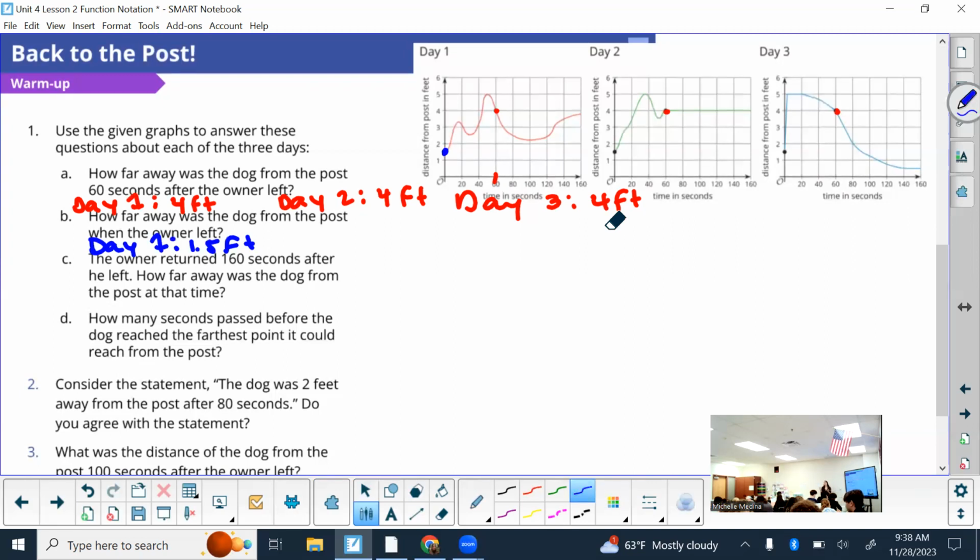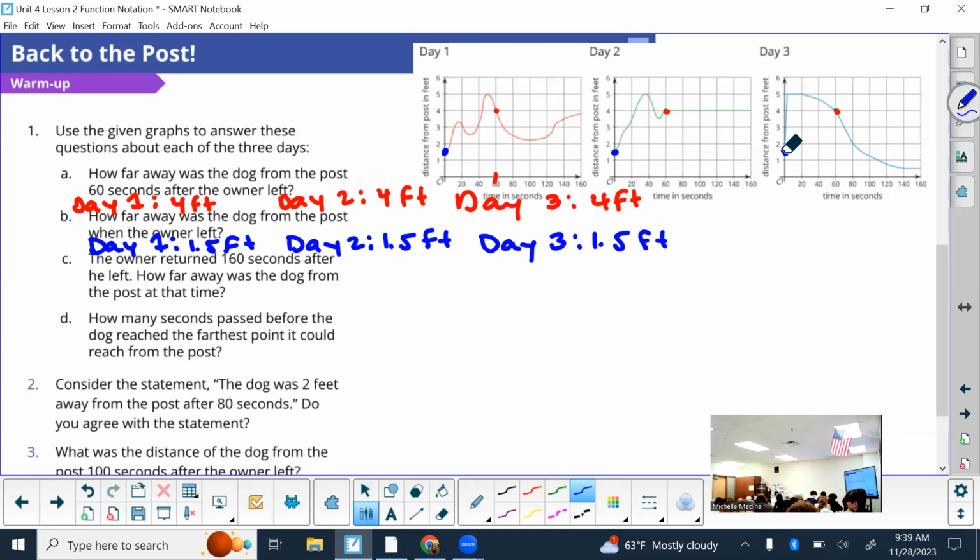So also when the time is 0, right? And that's when the owner left. So then table 5, for day 2, how far away was the dog from the post when the owner left? 1.5 feet. So day 2, at 0 seconds, it started the line at 1.5 feet. Now table 6, for day 3, how far was the dog from the post when the owner left? 1.5 feet as well. I think that was another stipulation yesterday for the graph. Questions on that?